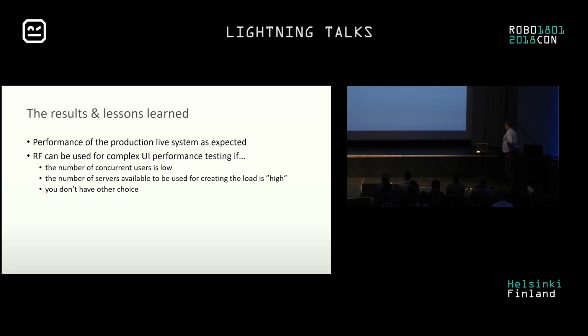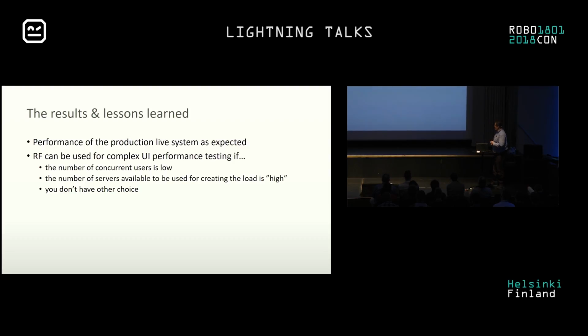The lesson we learned about Robot Framework in performance testing was that if you have a complex UI, Robot Framework and this approach can be used by executing functional tests in parallel. It can be used for performance testing if the number of concurrent users is relatively low, meaning 10 threads for each server, and the number of servers available for creating the load is high or unlimited. We had virtual servers, so it took about 5 minutes to get a new server.